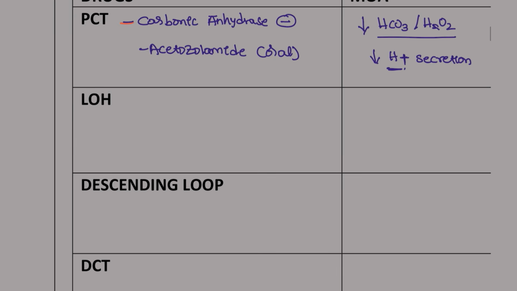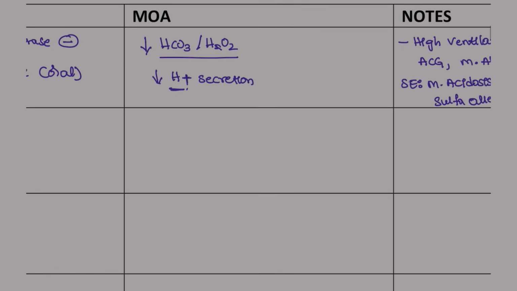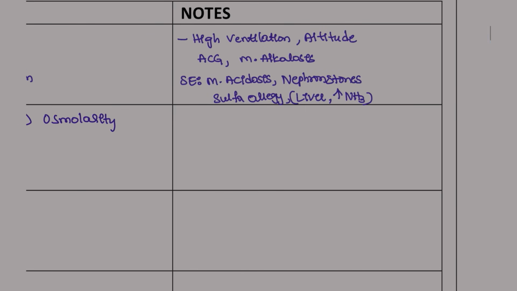Next, this is the loop of Henle. In the loop of Henle, the drugs are the osmotics, right? One of the examples of the osmotics will be the drug mannitol. And these drugs will be increasing the tubular osmolarity, involving only the H2O, and it will increase the osmolarity of the tubules. What are the conditions that we can give this for?